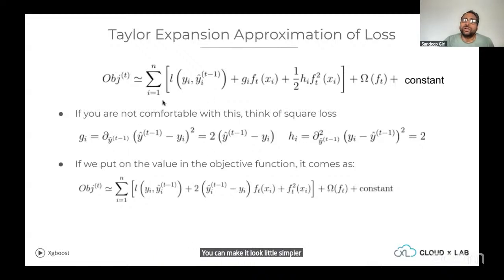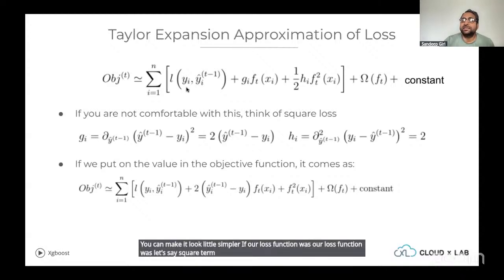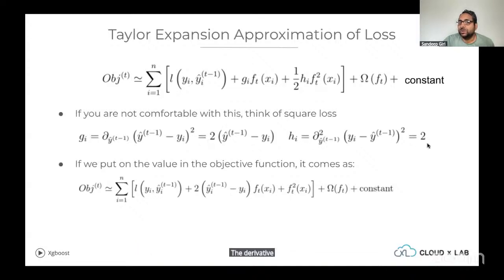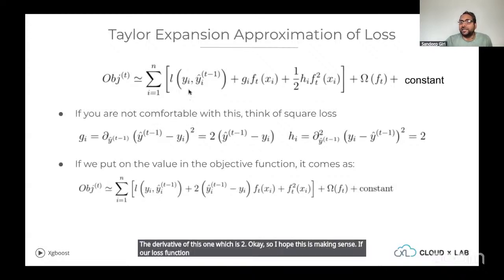If our loss function was, let's say, a square term, what will happen? We take the derivative of this one, and g becomes twice of this value, and h becomes the derivative of this one, which is 2. I hope this is making sense. If our loss function is y i minus y t square, when you differentiate this, that becomes twice of that value, and h becomes the differentiation of this, which is 2. So your g i is this, h i is this, and you put it back into this formula.